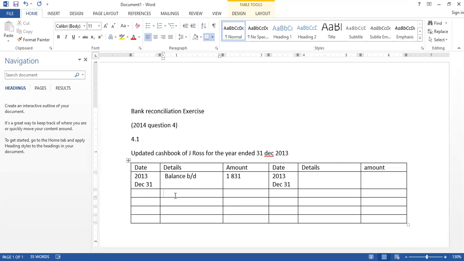And then we have Peter of 249 and Sarah of 178. So these transactions are appearing on the cash book and not on the bank statement. And we said if transactions are not appearing on the bank statement, they are recorded in the bank reconciliation statement.